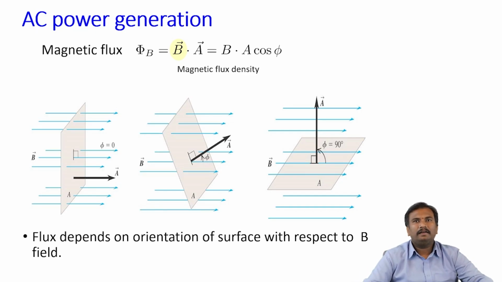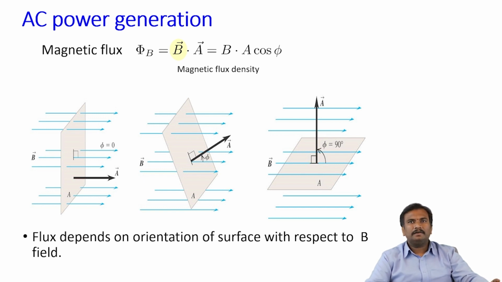How AC power is generated; AC is nothing but alternating current. Based on the magnetic flux lines, we are going to get the alternating current supply. The voltage generation depends on Faraday's laws of electromagnetic induction.